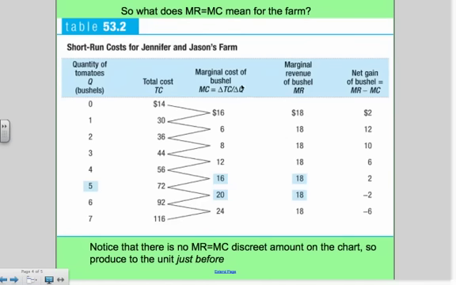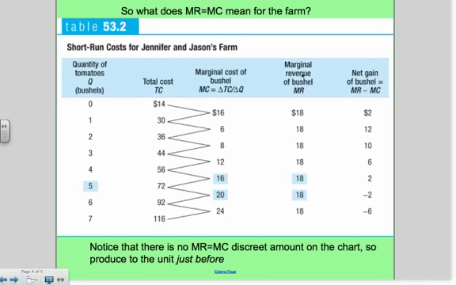Okay, so what does marginal revenue equals marginal cost mean for the farm that's producing tomatoes? Well, similar graph here with a couple of columns added. We have total cost, we have marginal cost of each bushel, again marginal cost equaling change in total cost over change in quantity. So here we have total cost going from 14 to 30, which is $16, and we have a change of 1 unit. Here we have 30 to 36, 6, change in total cost over quantity of 1, and so on and so on.